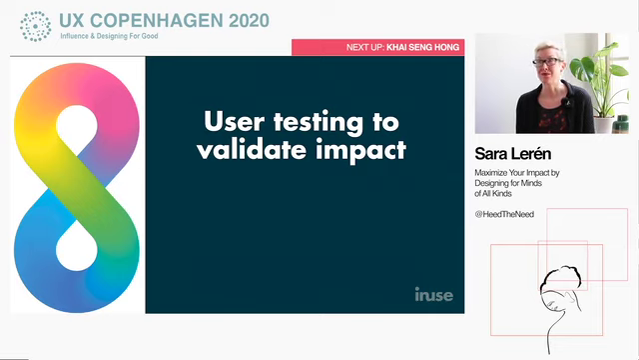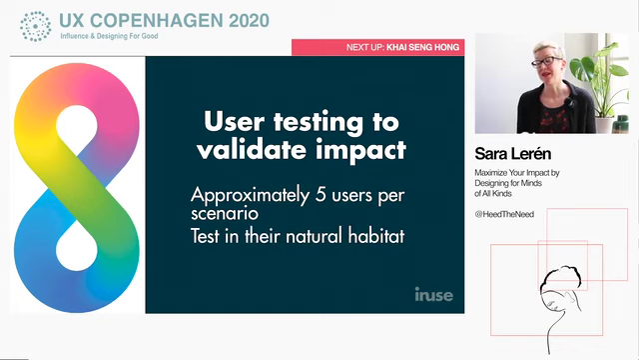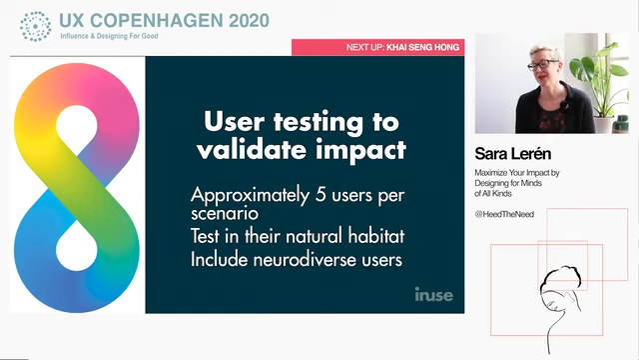And some of the important principles of user testing is to test with approximately 5 users per scenario. That typically gives you quite a lot of good insights. Try to test in the user's natural habitat. You'll get lots of important information that you wouldn't get if you weren't able to be where they are. And also include neurodiverse users.